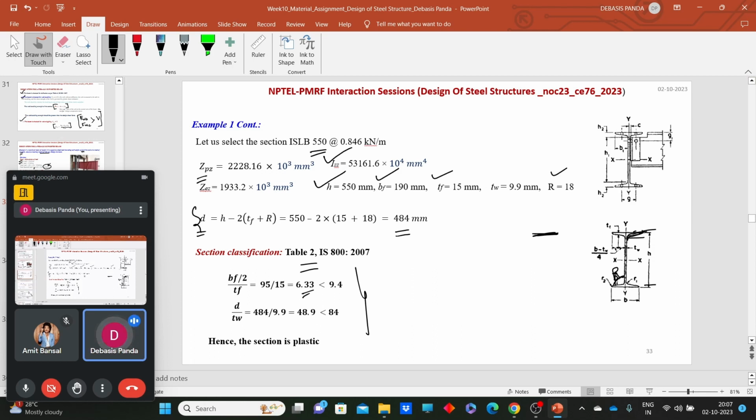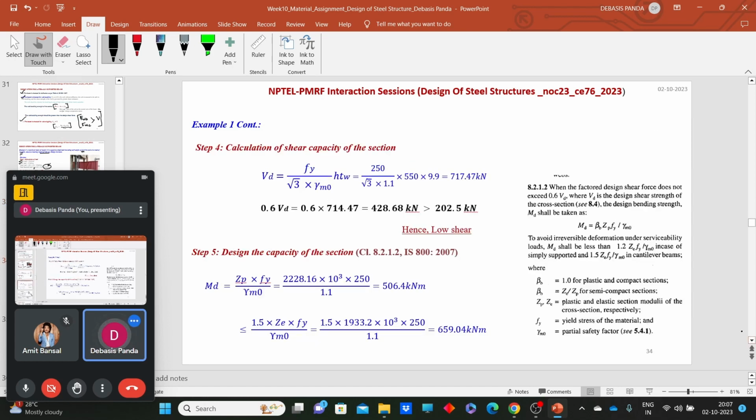Both the conditions, like B by TF and D by TW, both the parameters satisfy the condition of a plastic section. Okay, so we have considered a plastic section and it turns out to be a plastic section. Now we need to look for deflection, bending and shear. Three things are left. First, we need to calculate the design shear capacity of the beam.